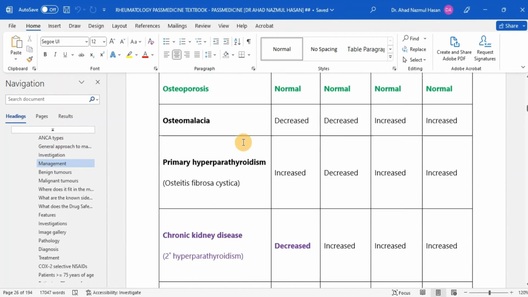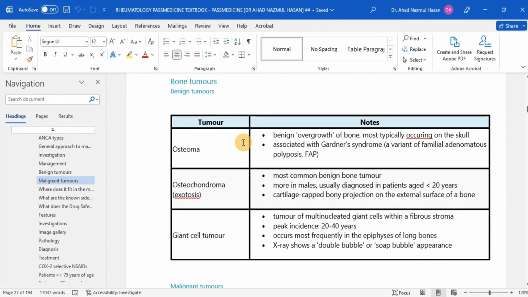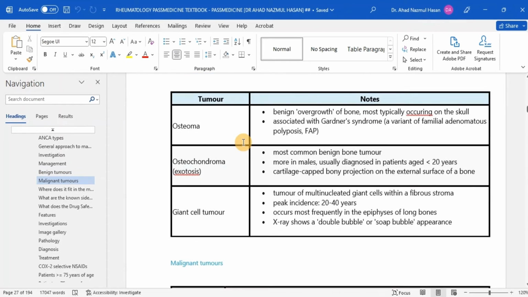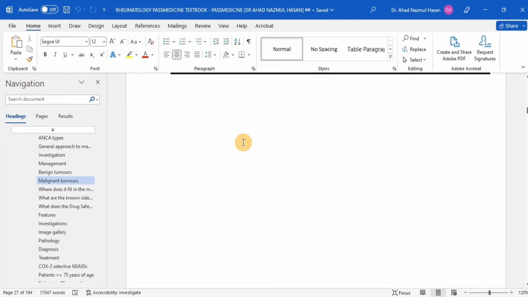The bone disorders, Paget's disease, this has already been discussed. Next one is the bone tumor. Bone tumor isn't important, not the malignant tumor.